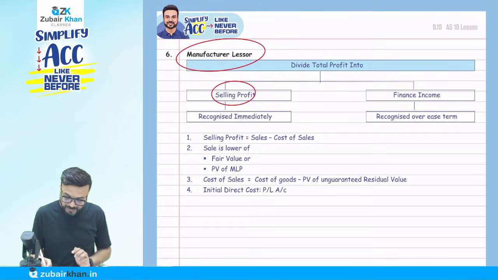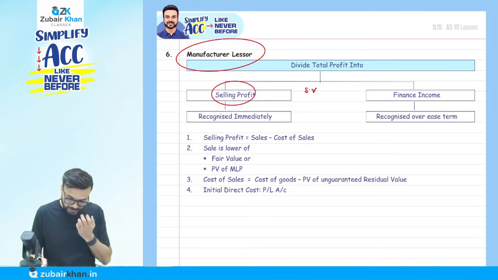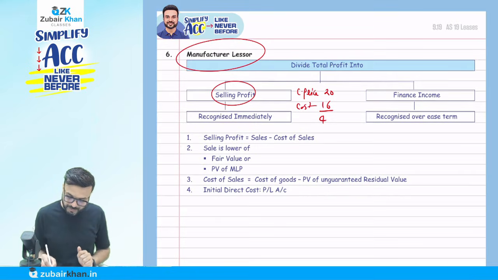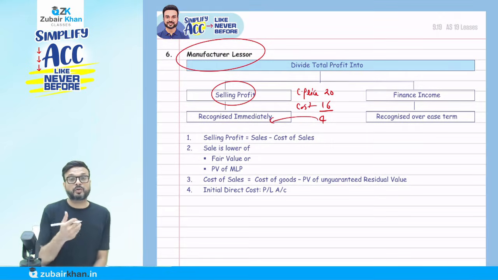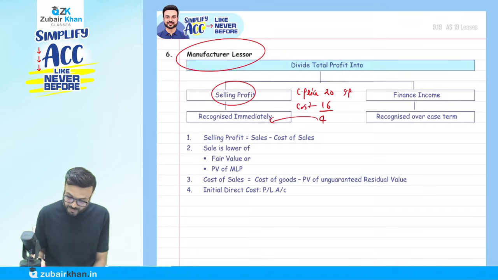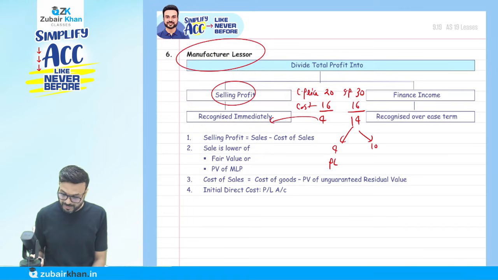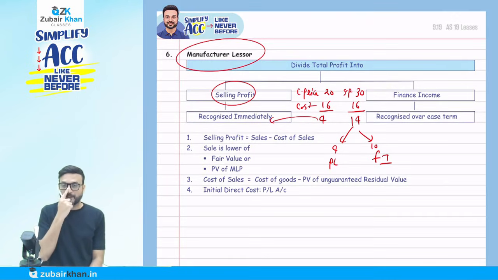Suppose that normally when I sell the asset, the cash price, as we call it, is 20, and suppose the cost is 16. This profit is genuine, and I will recognize it immediately in P&L. But you are not going to pay me right now. You will pay me after a period of 5 years. So I will quote a selling price to you, in your case it will be 30. The cost is 16, and how much will come? 14. So of this profit, 4 will be taken to the P&L, but the 10 is the finance income, because you are delaying the payment, that's why the profit over the genuine profit will be considered interest income.